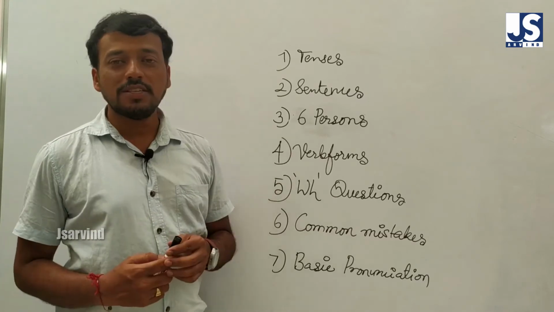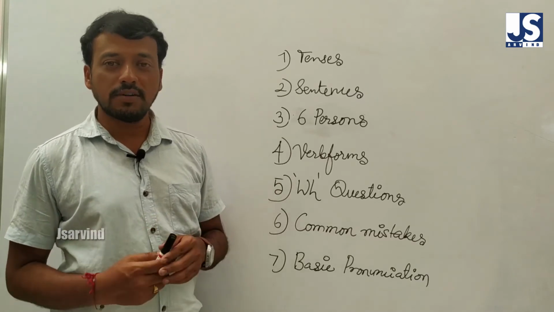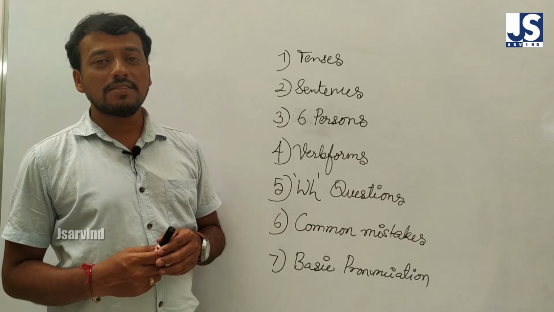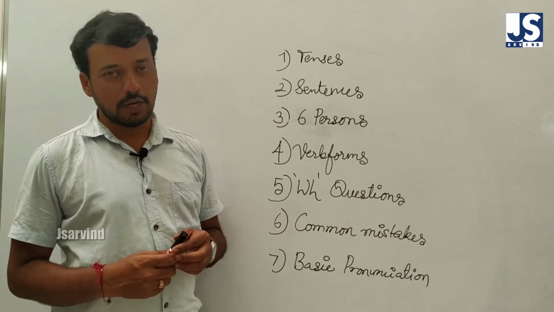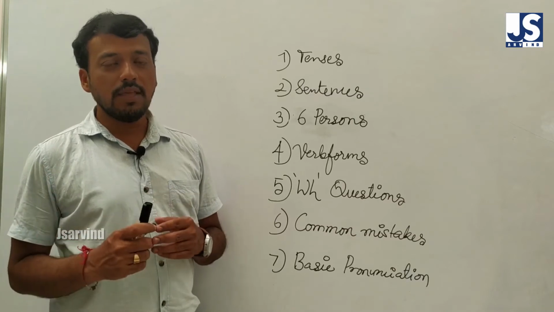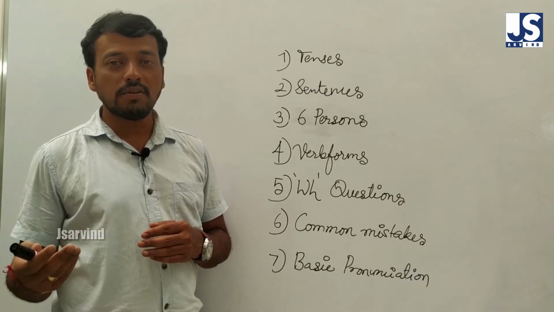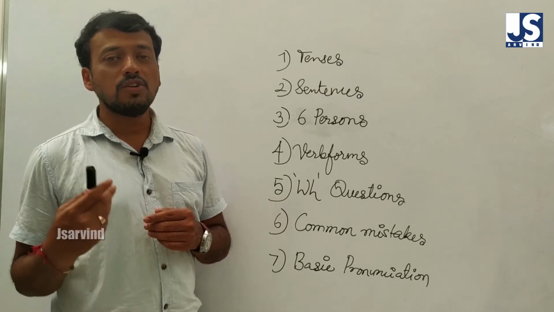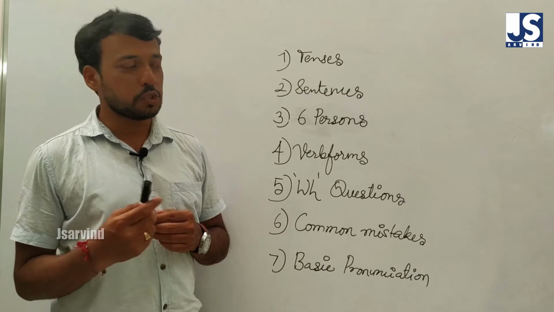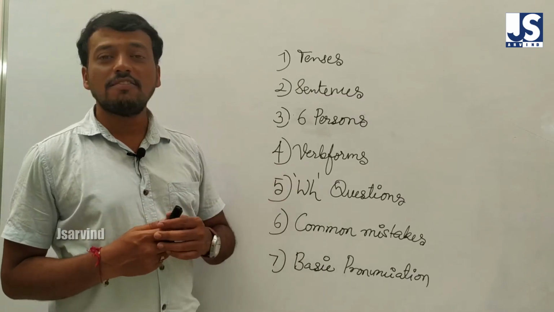The next one is 6 persons. We have 3 persons, first, second and third person, and every person has 2, singular and plural. According to the person, the helping verb or main verb changes. So we have to learn the 6 persons in the right way so that you'll be able to use them correctly.